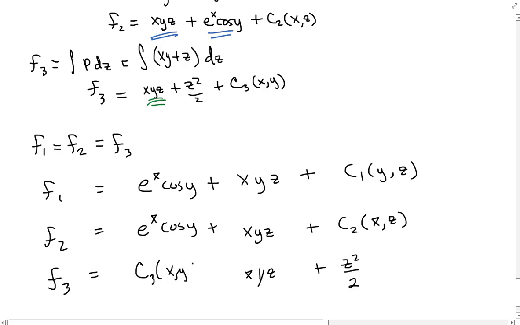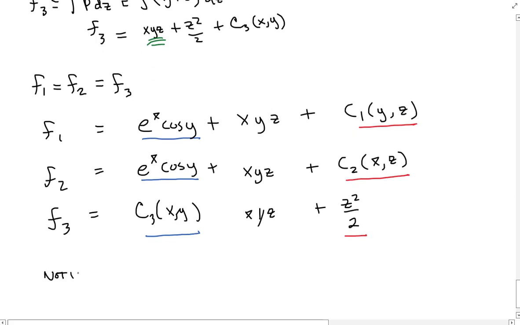Here's why I put these in the order I did. Take a look. This function of x and y, what we had in the first two integrals when we integrated, was a function of x and y. Okay, so that means c3 must be e to the x cosine y. And then take a look in the back here. This last term, z squared over 2, this is a function of z, which we were looking for a function of maybe x and z or y and z. And this one's just a function of z, so we didn't really need the x and y part.